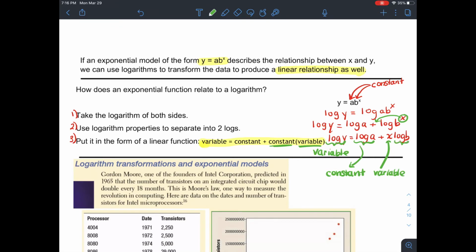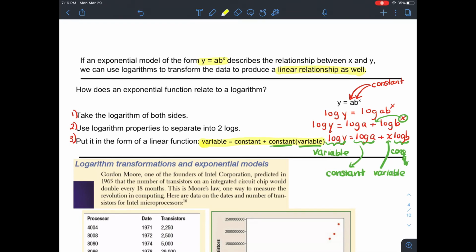And this log b, remember b is a constant, represents the constant. So those are just kind of flip-flopped. Here it's expressed variable times constant, and these are flip-flopped here. But you can see that essentially what we have here is that generic form for a linear function.